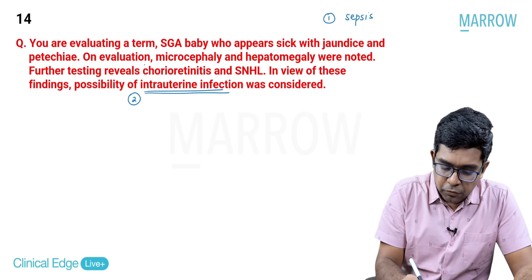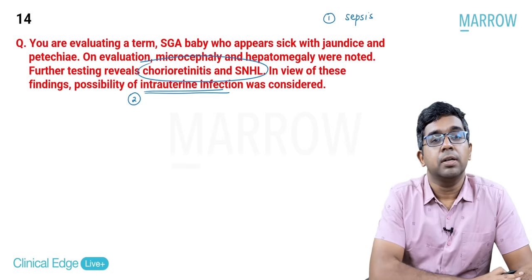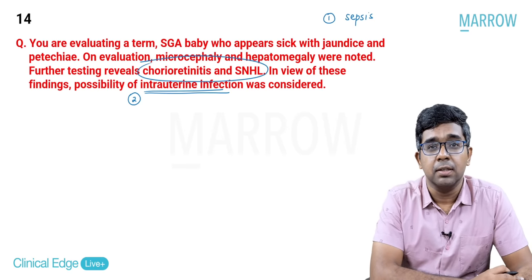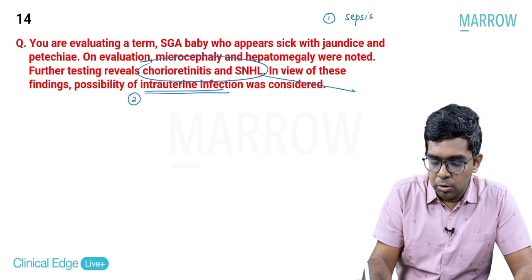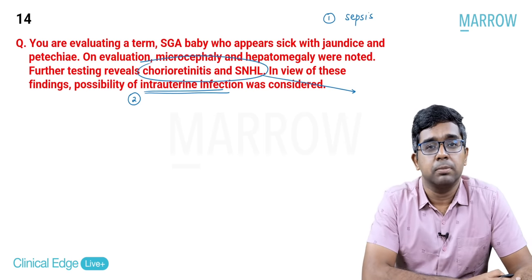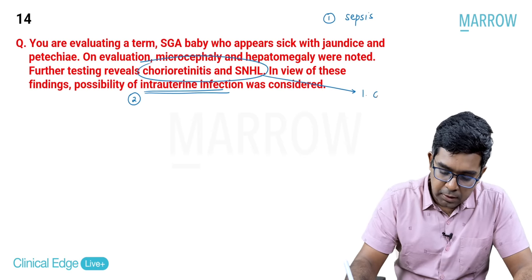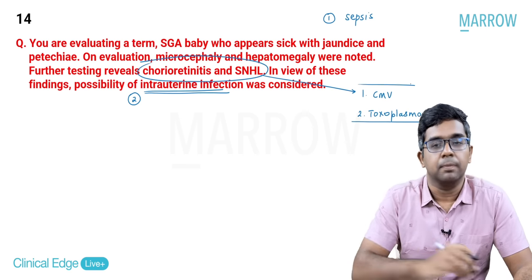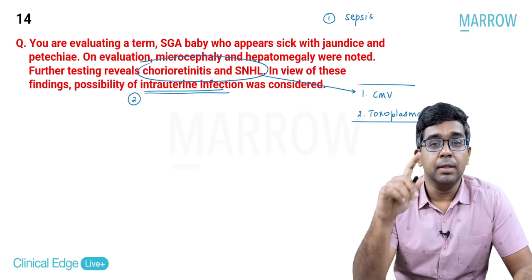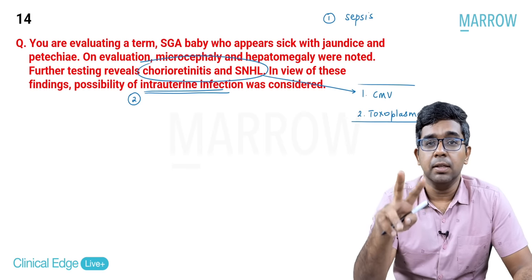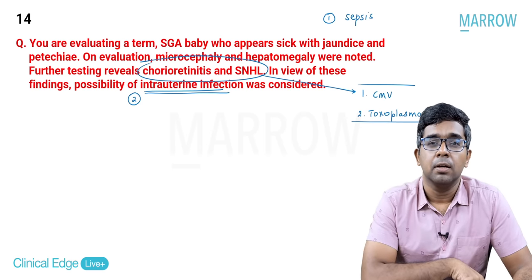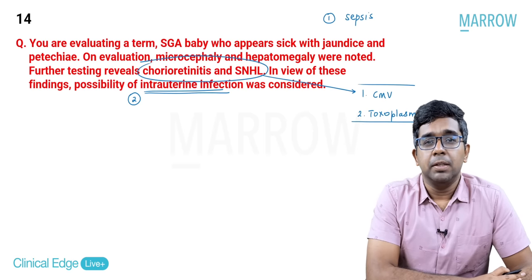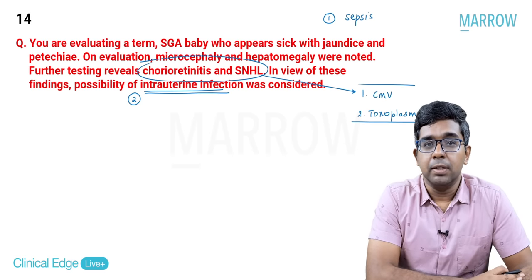However, presence of chorioretinitis and sensorineural hearing loss, these two findings will help you to consider two intrauterine infections as possible associations. One would be cytomegalovirus, another one would be toxoplasmosis. In both these conditions, these two findings are noted. So, I will keep in mind, in the intrauterine category or the TORCH infection category, these two are possible in this particular child. Now, how will I make a distinction between these two conditions? Of course, I have to do the investigation.